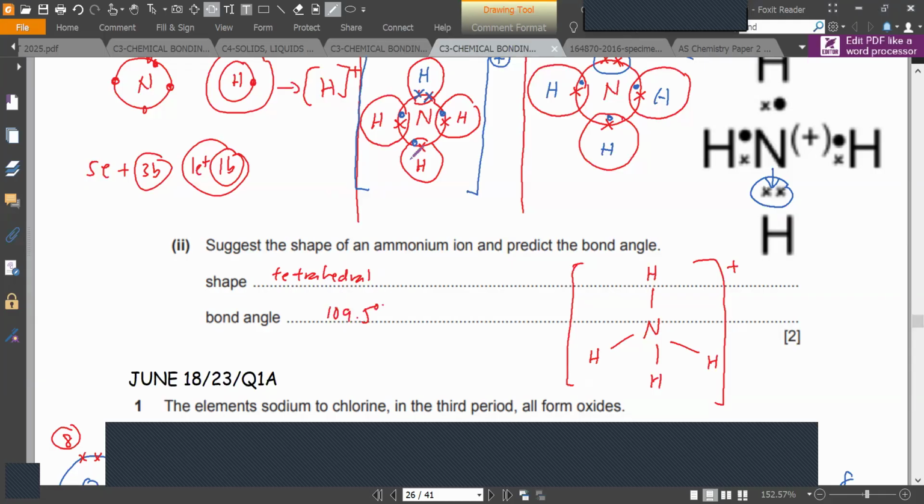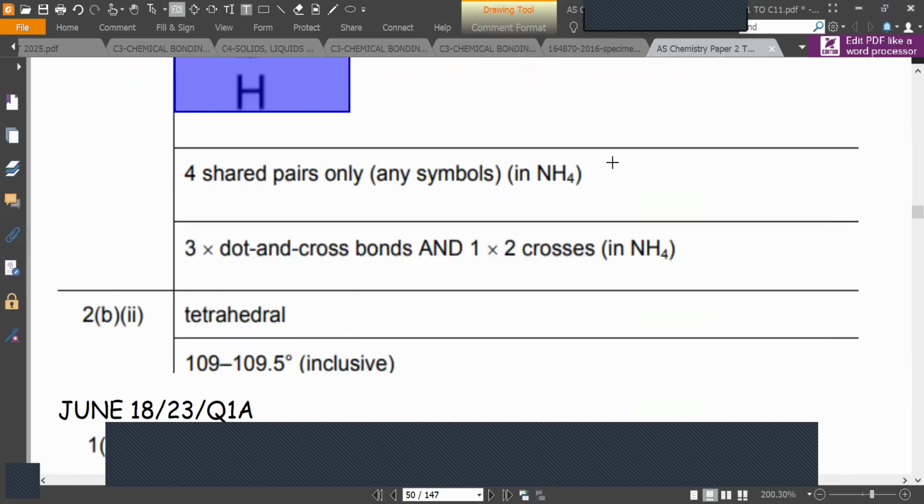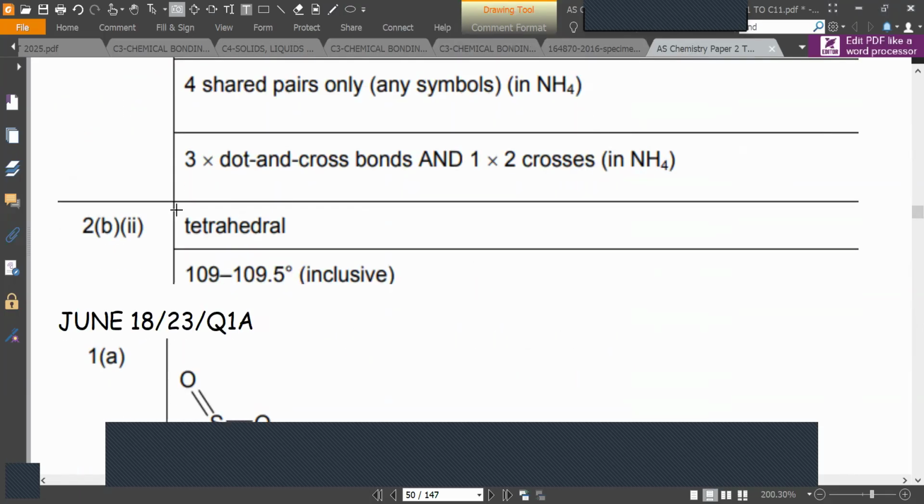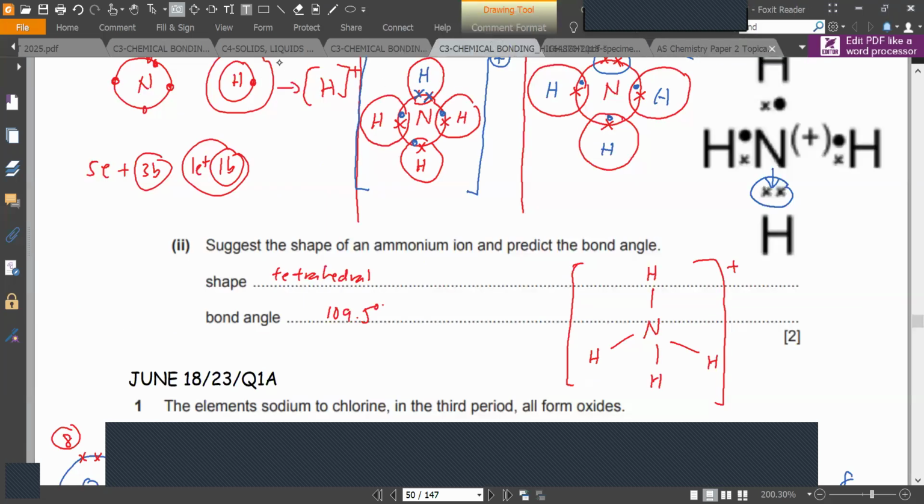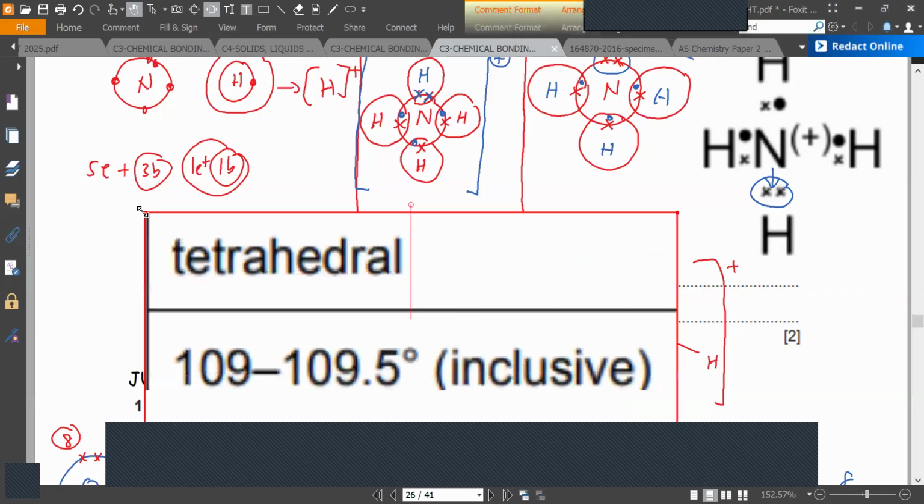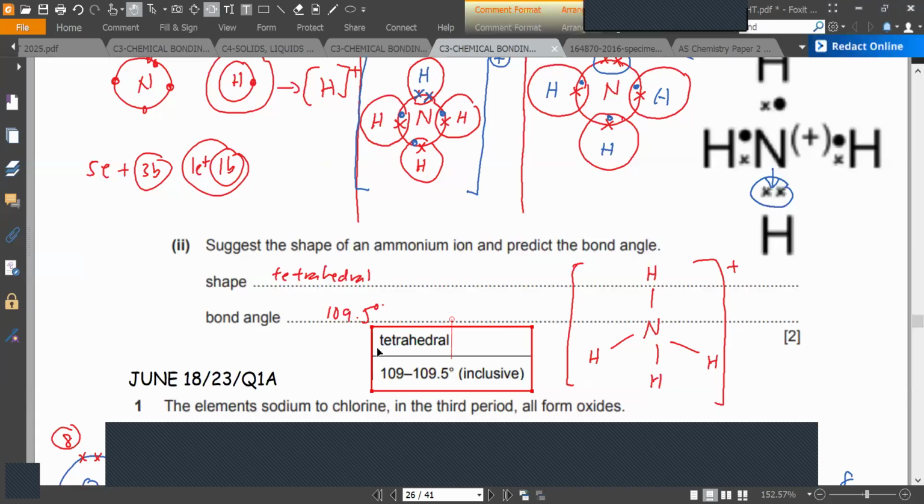Tetrahedral, 109.5. So this one is the correct answer. Makes sense? Okay. Next.